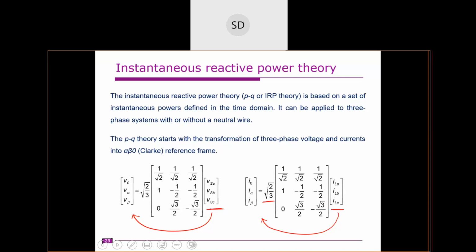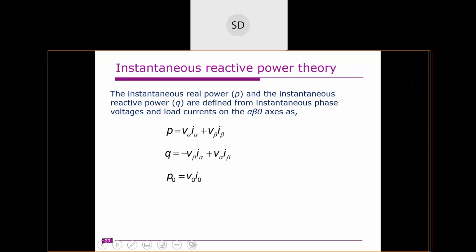Since we are dealing with powers, the transformation coefficient we kept here is root 2 by 3, right? Once this is done, the next thing is we need to calculate the active power and the instantaneous imaginary reactive power, and also the zero sequence power. If it is assumed that this is a balanced circuit, the zero sequence power will usually be zero. This is the real active power, and this is the fictitious reactive power assumed by Akagi, which is the instantaneous reactive power theory. He assumed that this is instantaneous imaginary reactive power.